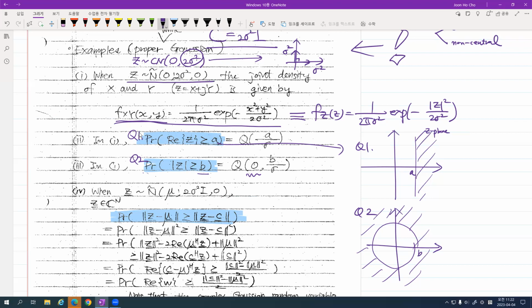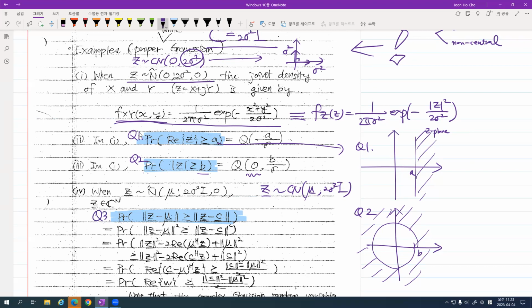Now, since we've covered 1D complex Gaussian, let's move to an n-dimensional, capital N-dimensional complex Gaussian random vector. So probably you want to denote it as C of Cn, mu, and 2 sigma square I. The reason why I put 2 sigma square here is that I want to emphasize each real part has variance sigma square, and each imaginary part has variance sigma square. Now, what is this probability?